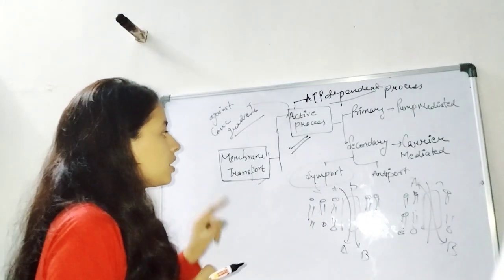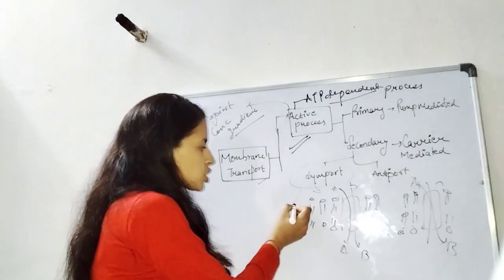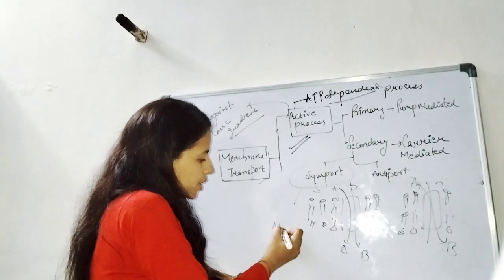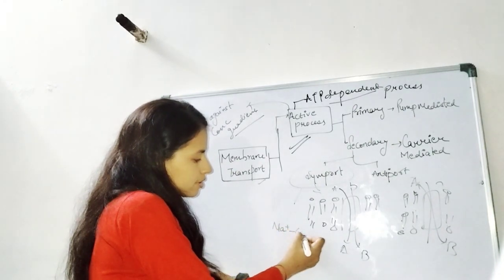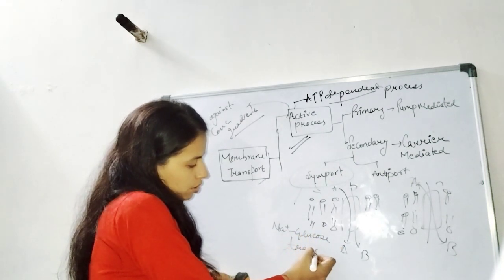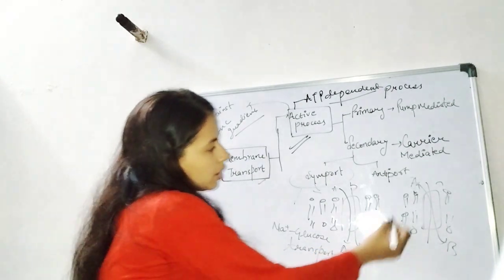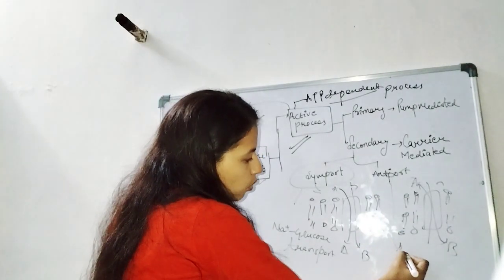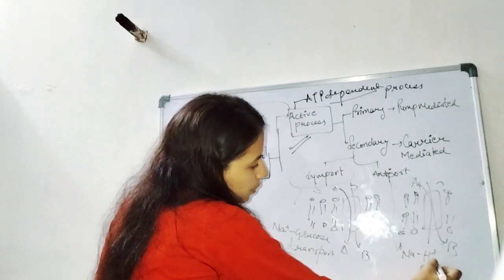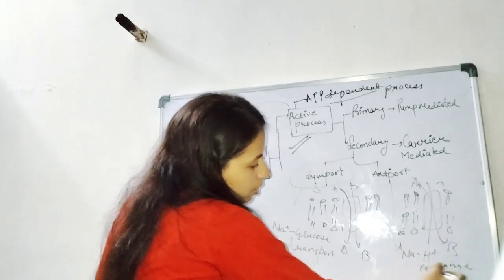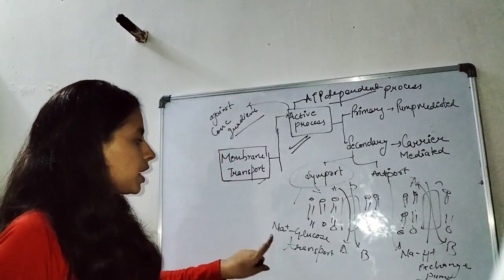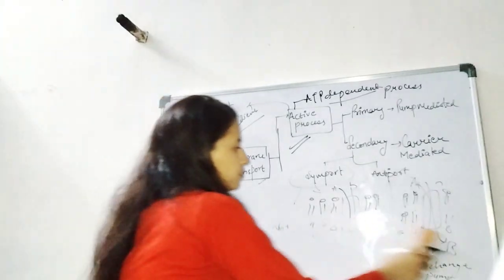So an example of symport transport involves sodium glucose transport, or the antiport transport involves the sodium proton exchange pump. Okay? First we explain sodium glucose transport.